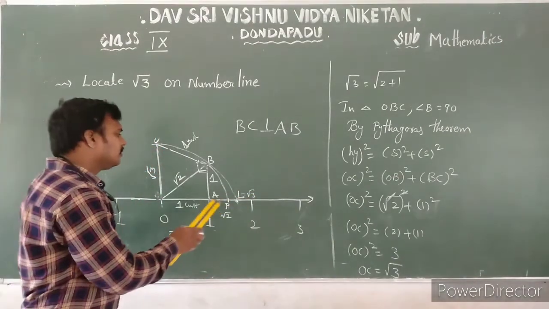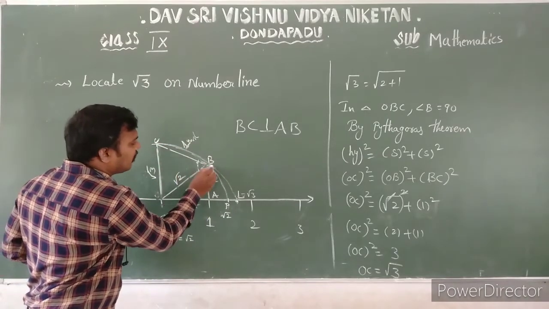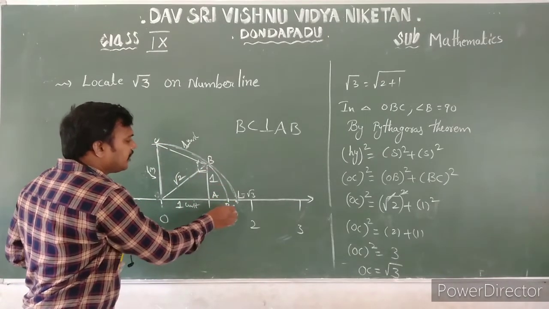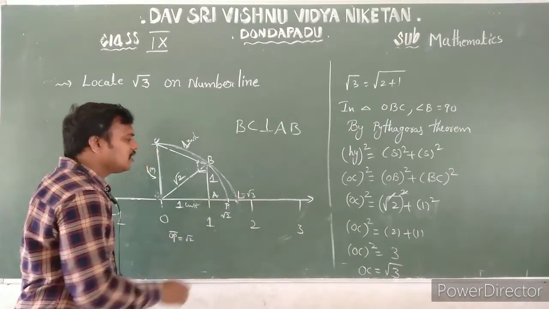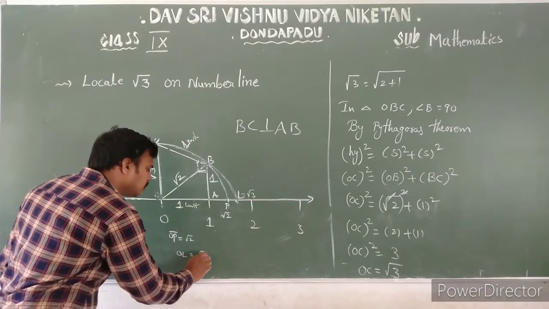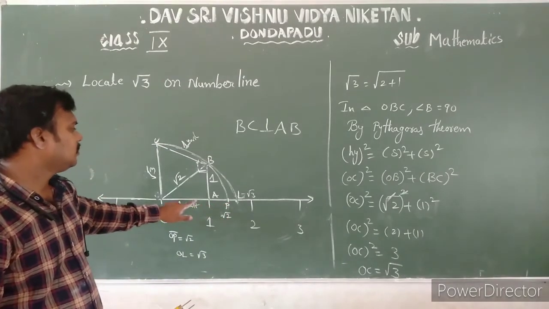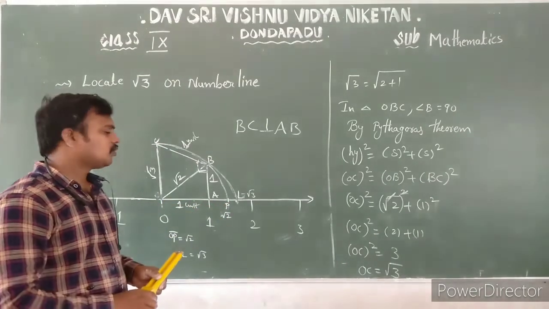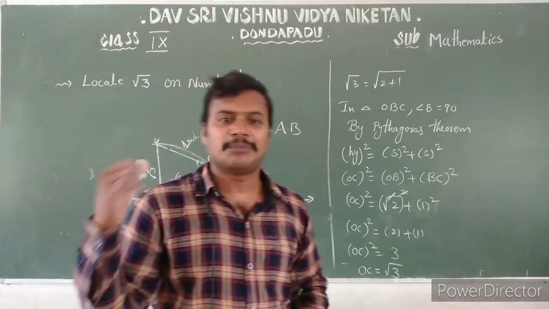We draw one arc from C. It intersects the number line, and we locate the point L. So the length OL is root 3. So this is the way for locating irrational numbers on the number line.